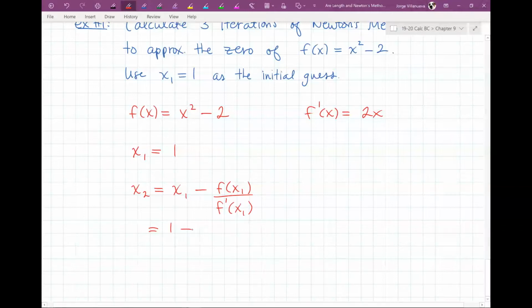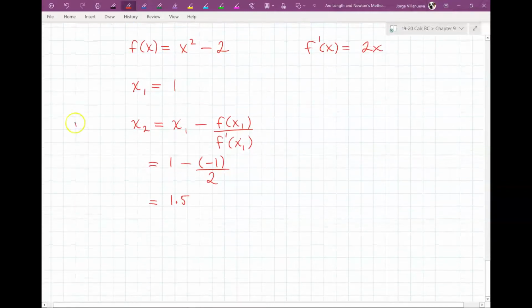Well, that's f of 1, right? What would f of 1 be? Negative 1, all right. What's f prime of x sub 1? 2. All right, so what's my answer for x sub 2? I mean, 3/2, right? Or 1.5. Okay, there you go. One iteration. So I'm going to say first iteration, okay?